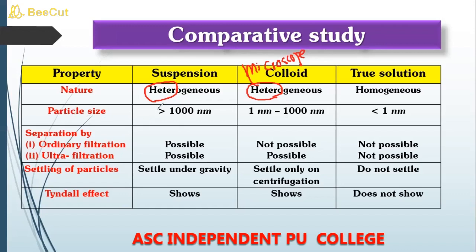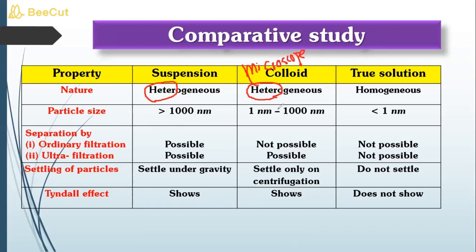The particle size is greater than 1000 nanometer in case of suspension, but in the case of colloid, as I was telling you, it falls between 1 nanometer to 1000 nanometer. But true solutions are too small and its size is less than 1 nanometer.